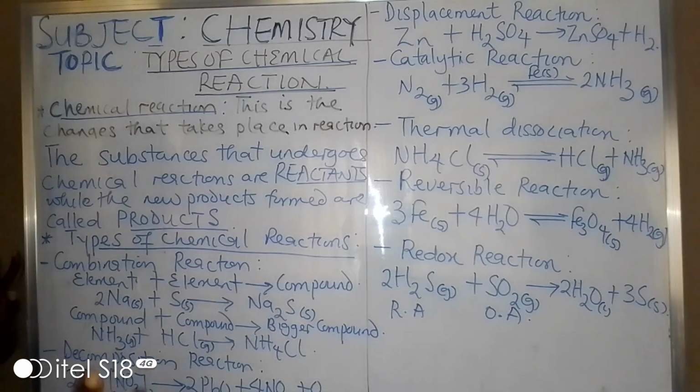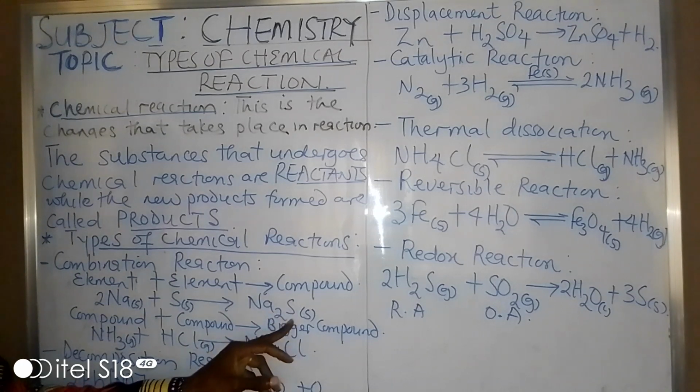We have so many types of chemical reaction, but we'll be centering our minds on a few that are common in chemistry. One of them is called combination reaction. A combination reaction is a form of reaction whereby two elements can combine together to form what is called a compound. Two elements combine to form a compound. Example here, element plus element to form compound. Sodium combines with sulfur to form sodium sulfide. You can see sodium is an element, sulfur is an element. They now form a compound called sodium sulfide.